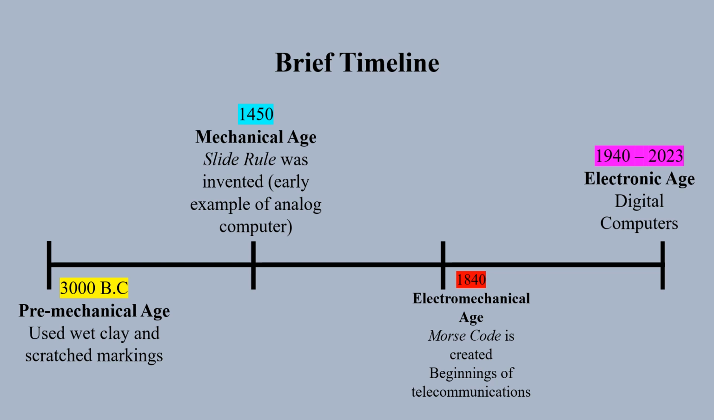So in the pre-mechanical age, they used wet clay and scratch markings. Then in the mechanical age, the slide rule was used, where they used two rulers to do mathematical equations and calculations. Then in the electromechanical age, Morse code was created, and it was the beginnings of telecommunications. In the electronic age, digital computers.